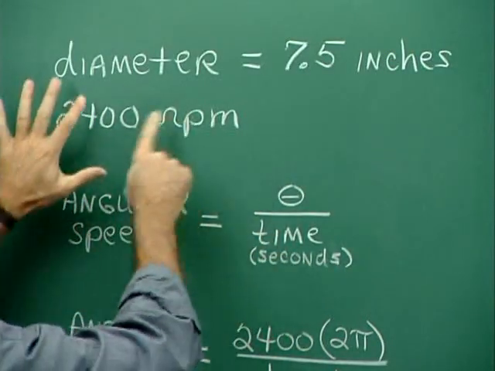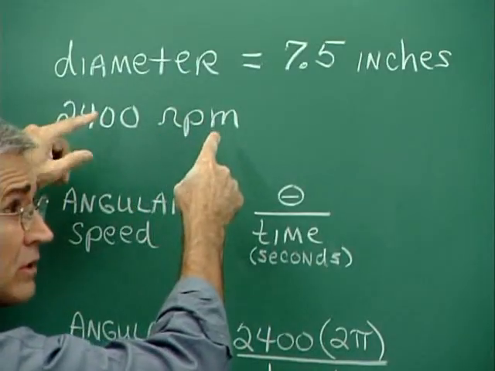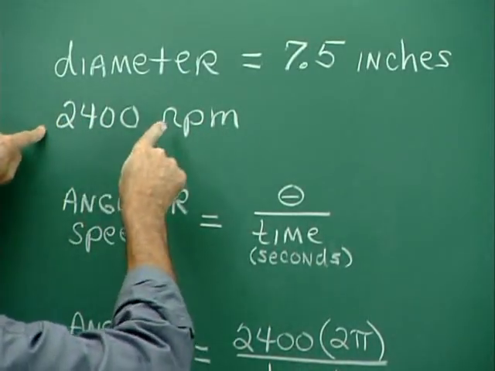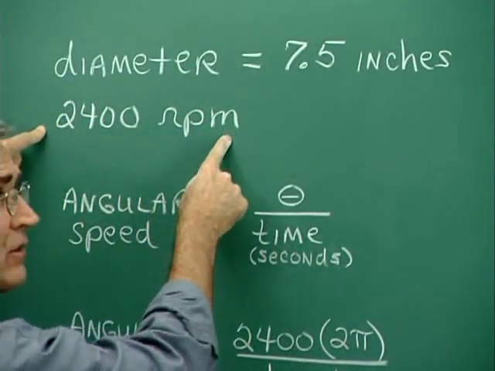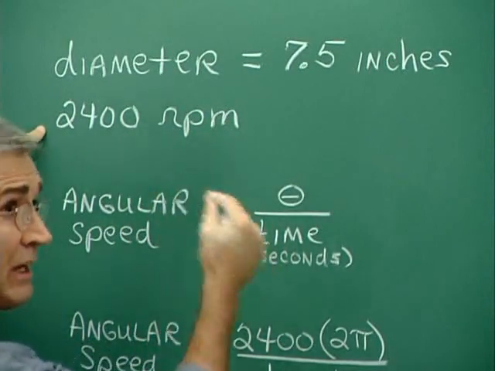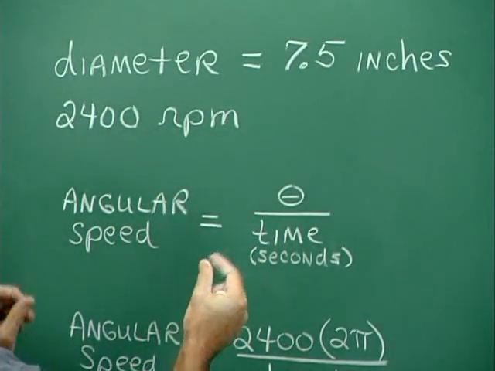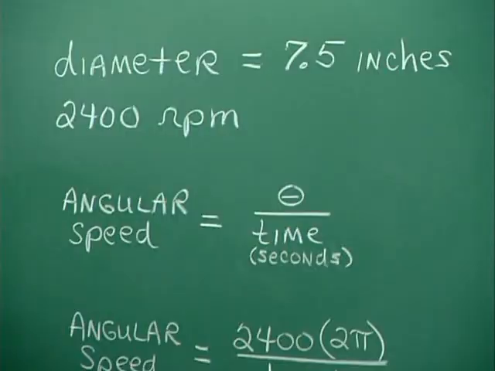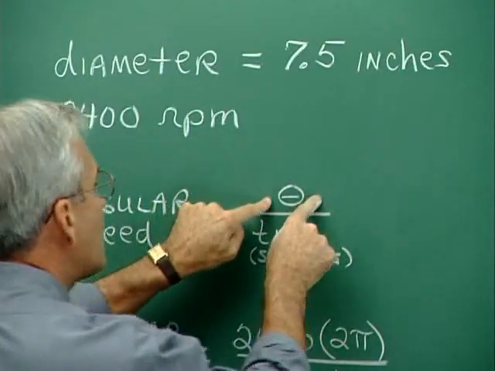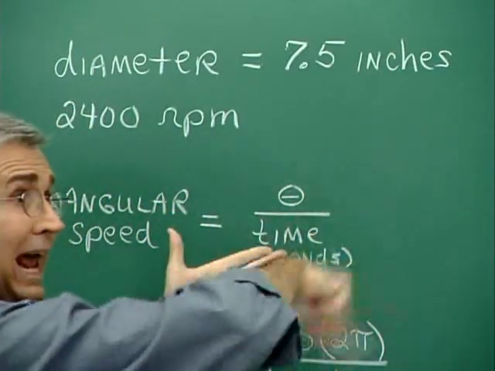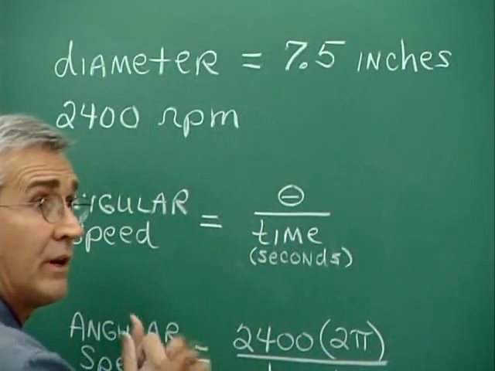Now, our speed, though, of the rotation of the blade is 2,400 revolutions per minute. So we have a time unit problem here as well as everything else that's going on. All right, now let's think about theta. Let's think about that angle. The total angle, you see, for some period of time.